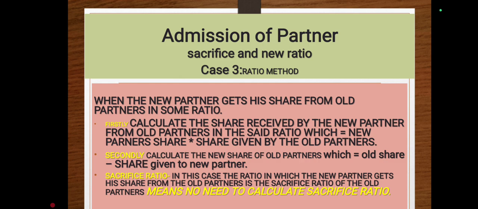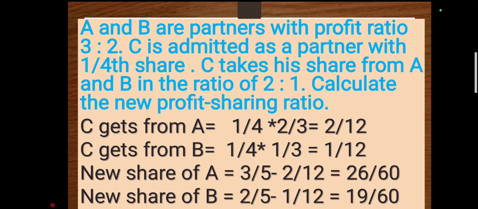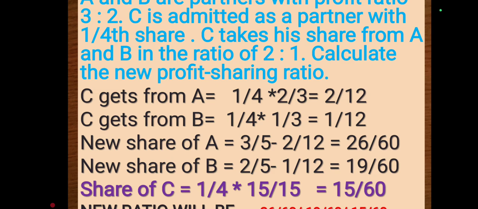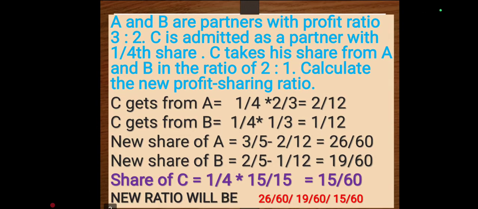Now let us understand this method with the help of this example. A and B are the partners. Their profit ratio is given, that is 3:2. C is the new partner for 1/4 share, and he takes his share from A and B in the ratio 2:1. Just remember the ratio 2:1 is given in the question in which C is getting his share from A and B. So what will be the new profit sharing ratio?